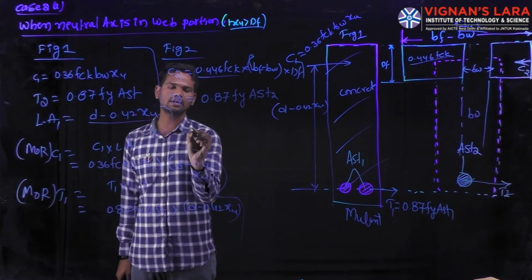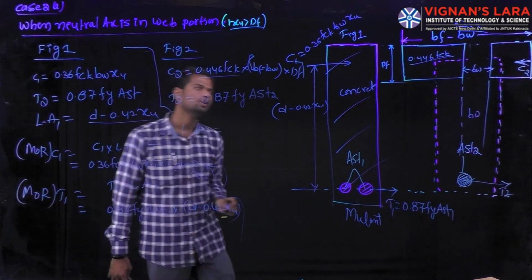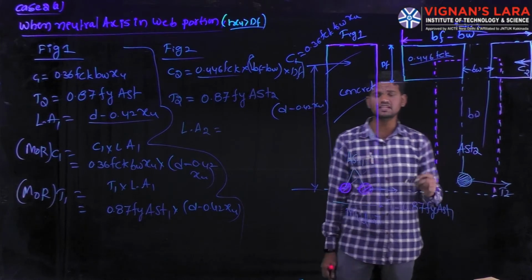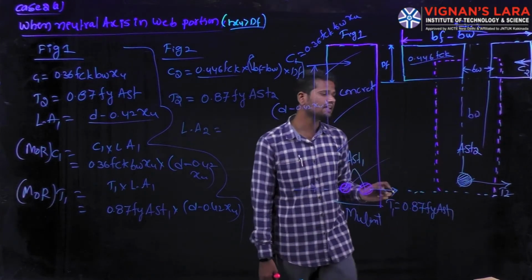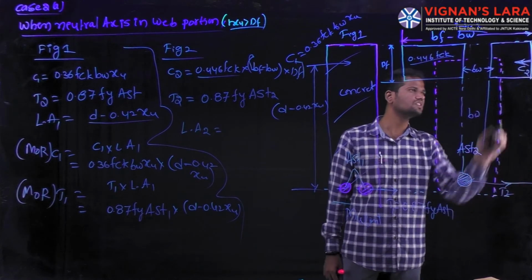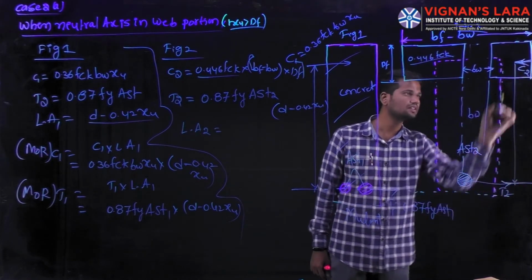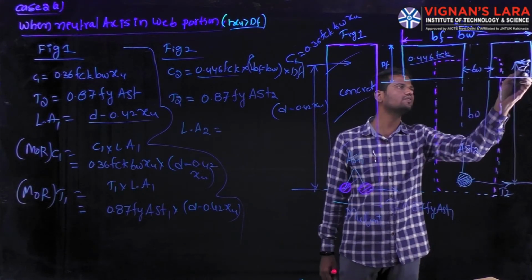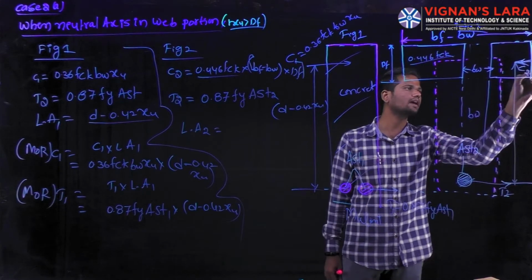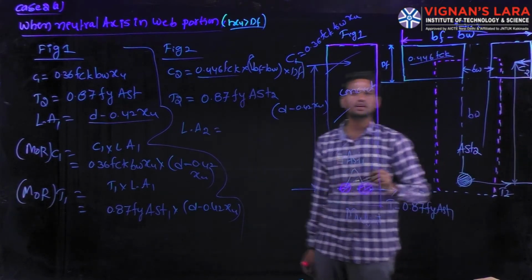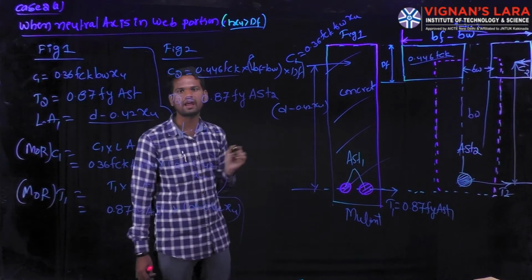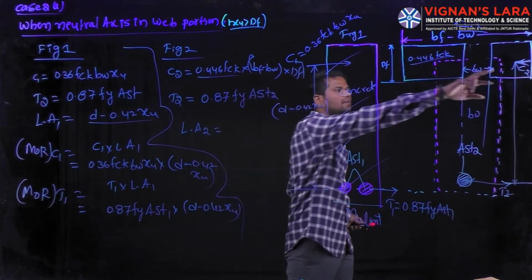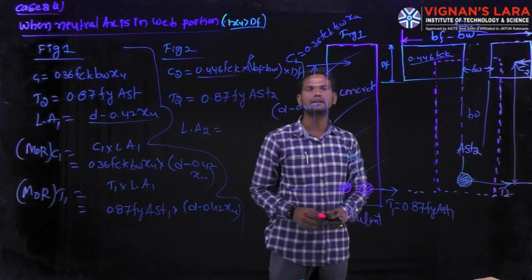Next we have to calculate the lever arm 2. Lever arm 2 is nothing but again the distance between the resultant compressive force and the resultant tangential force. If you see here, this is the distance acting on this lever arm, and again this compressive force acts on the flange portion at a depth of df by 2. For a rectangle we have the centroidal distance in the middle, hence this is the depth of the flange. The total compressive force acts at a depth of df by 2.